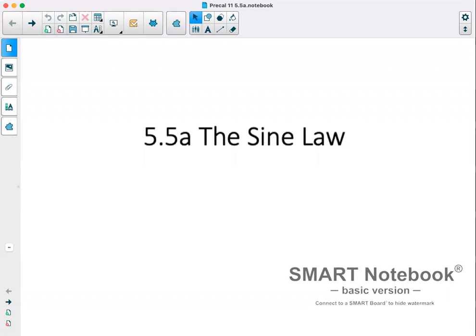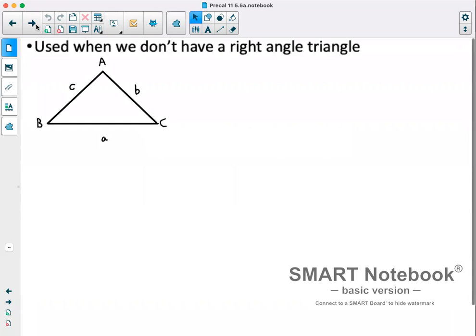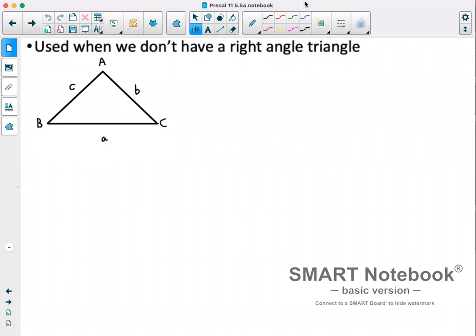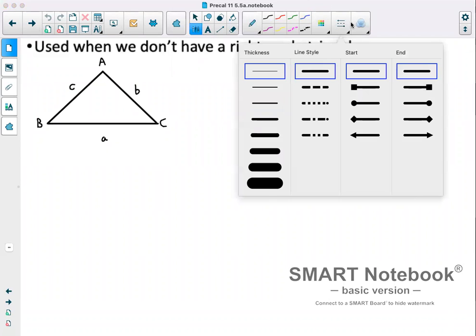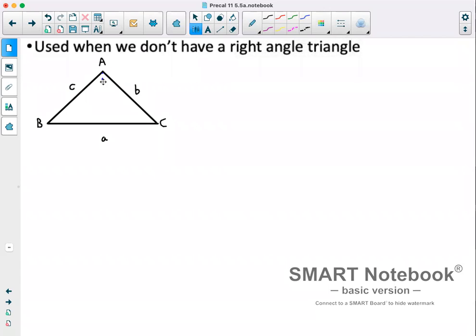Hi, today we're going over the sine law, or at least the first part of it. We'll finish it in the next section of notes. The sine law is used when we don't have a right angle triangle such as this one. To derive the sine law, we will break this triangle into two 90-degree triangles, and we'll call this value here H.